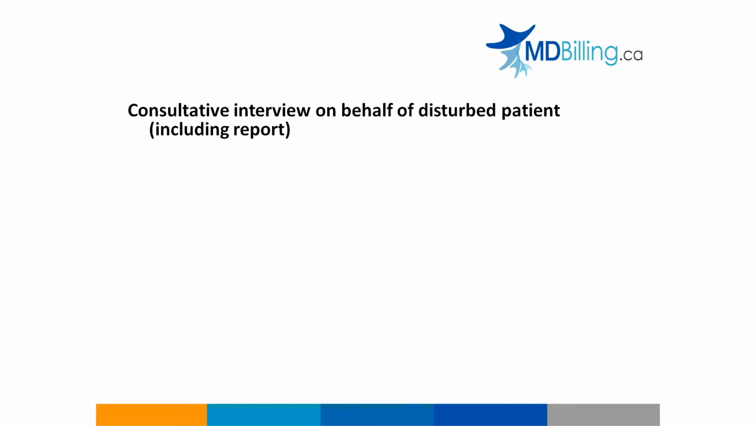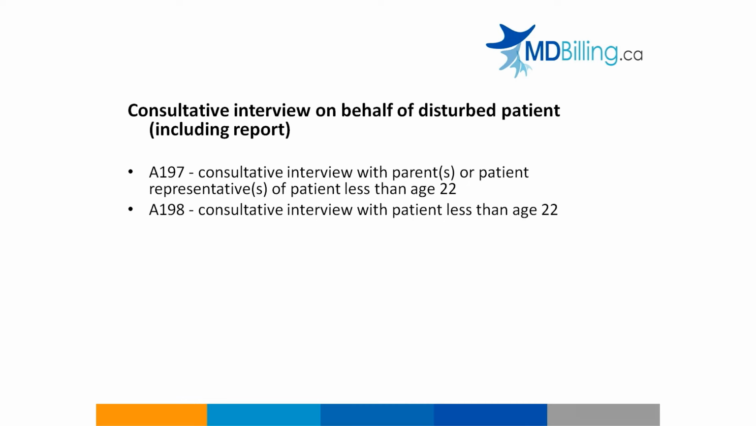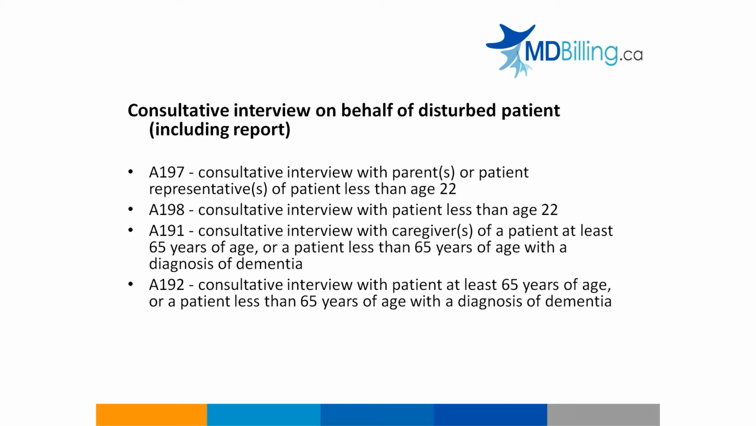When you conduct a consultative interview with a patient's caregivers, you will use the following 4 codes. If the patient is less than 22 years old, you will use A197 for the parents or the patient's representative and A198 for the patient. If the patient is at least 65 years old, you will use A191 for the caregivers of a patient and A192 for the patient. Note that you can also use A191 and A192 for a patient less than 65 years old with a diagnosis of dementia.